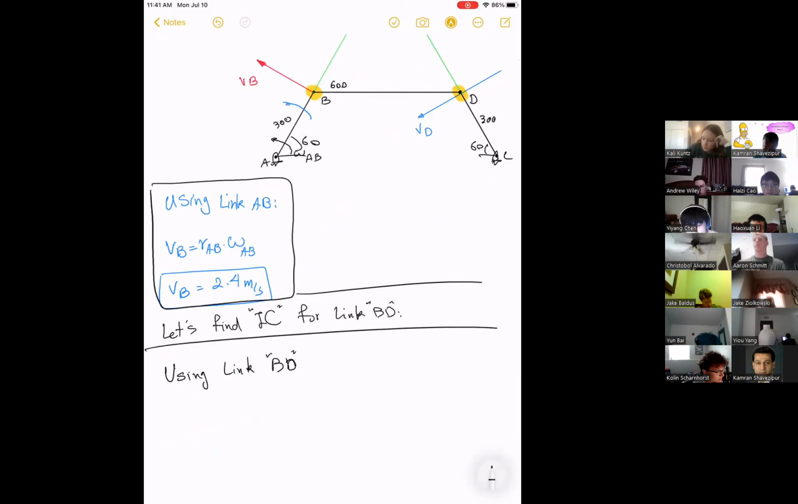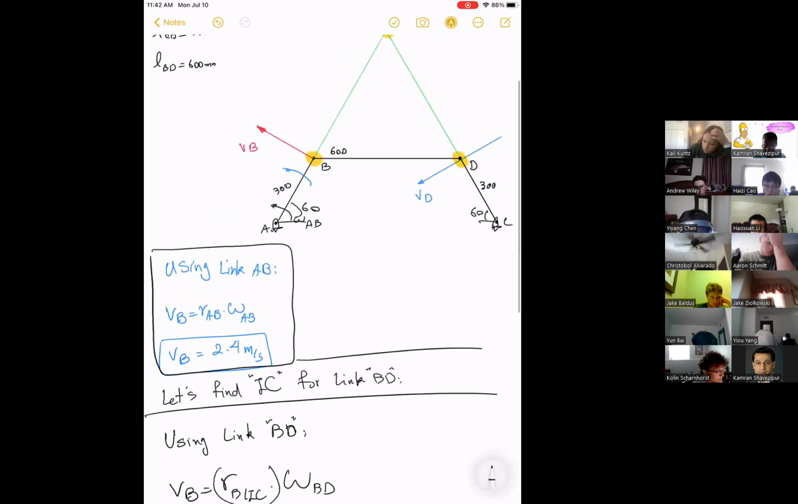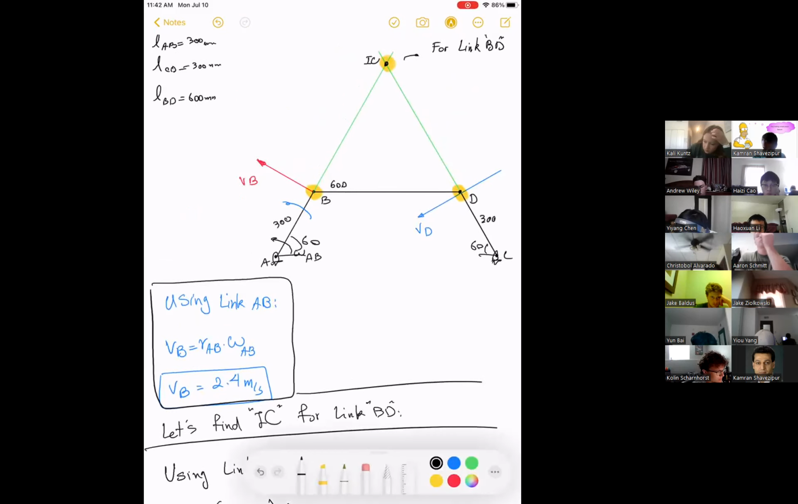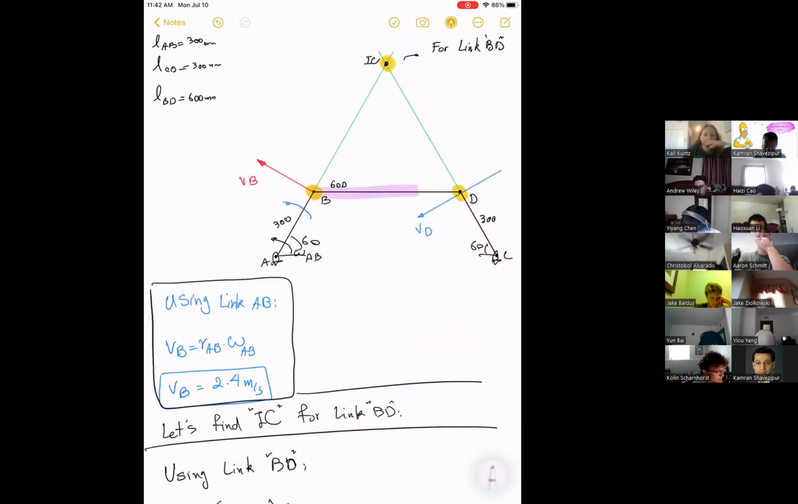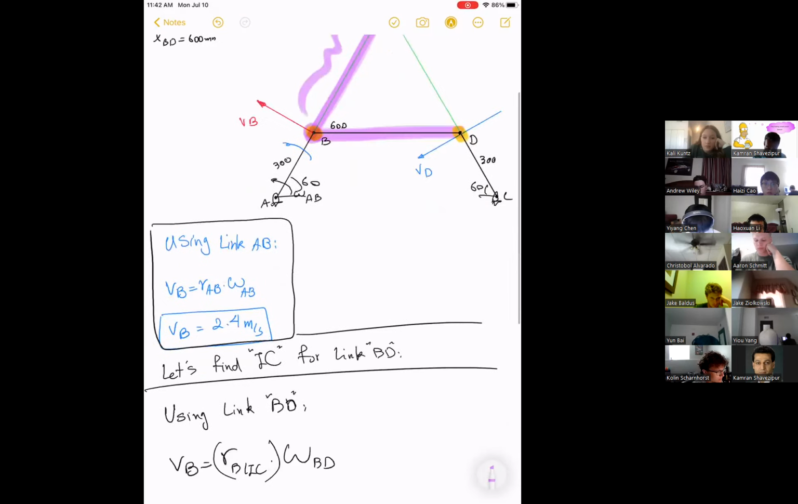Because it's a part of BD, right? Then VB is going to be R_BIC times omega of BD. Technically, what I'm doing is this. I look at the link BD, right? I say B is a part of this link, and its radius of rotation is this much. So this R times omega BD is going to give you VB.